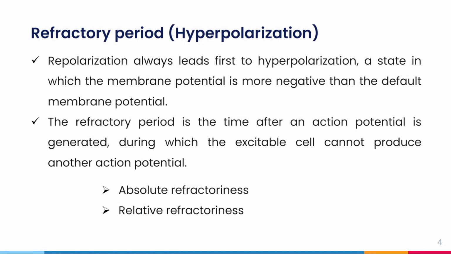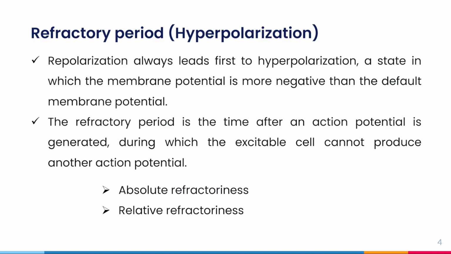Next, the refractory period is the time after an action potential is generated, during which the excitable cell cannot generate another. That is, whenever an impulse reaches the action potential, no other impulse can reach the action potential at the same time. No other cell can produce the action potential at the same time. So there are two types of refractory period. One is absolute refractoriness, another is relative refractoriness.